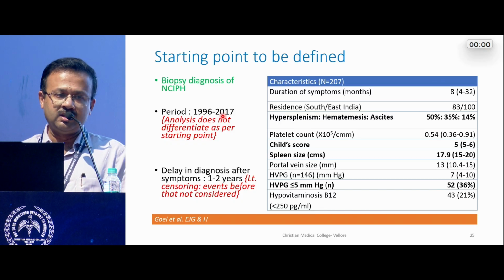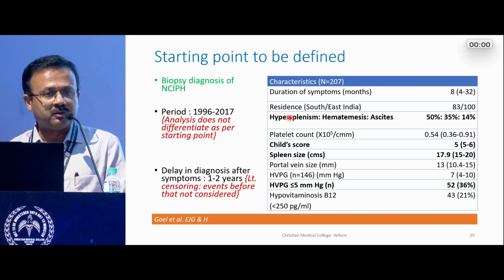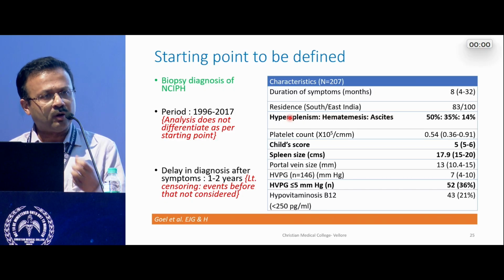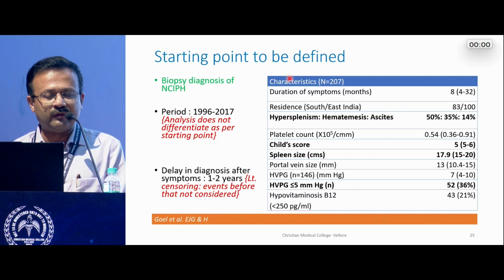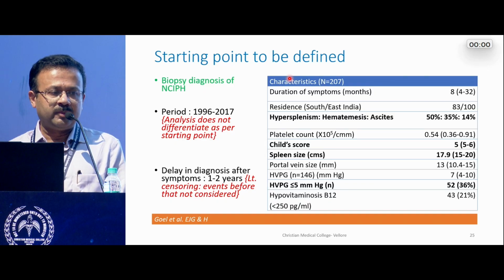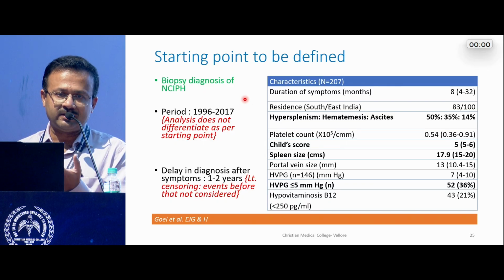Now, for defining the starting point, one is definitely what point you are starting from, but of course also the patient characteristics at the point of starting. So you have to define the patient characteristics. In any RCT you have baseline characteristics of patients, and they have to be matched in the two groups.